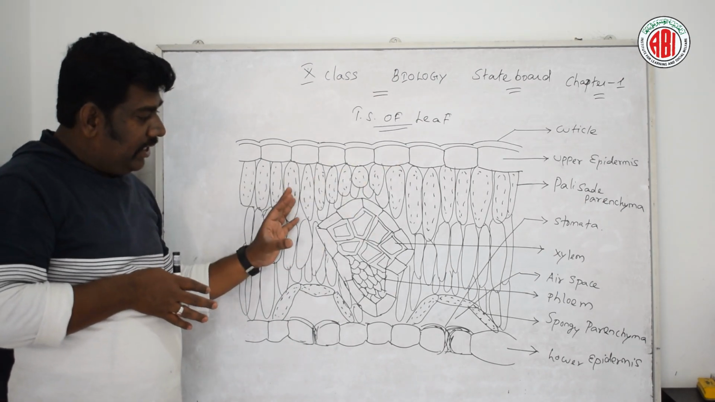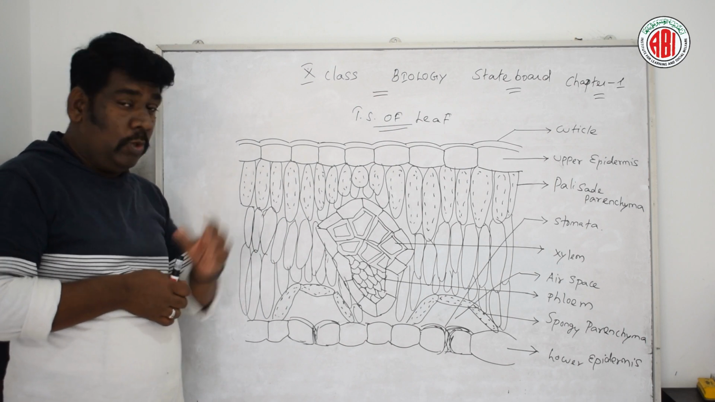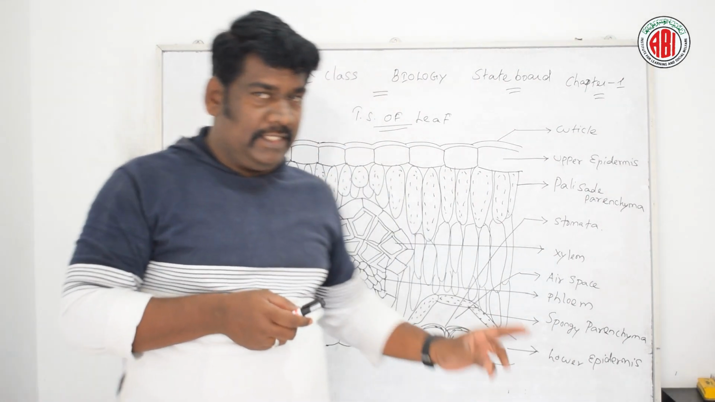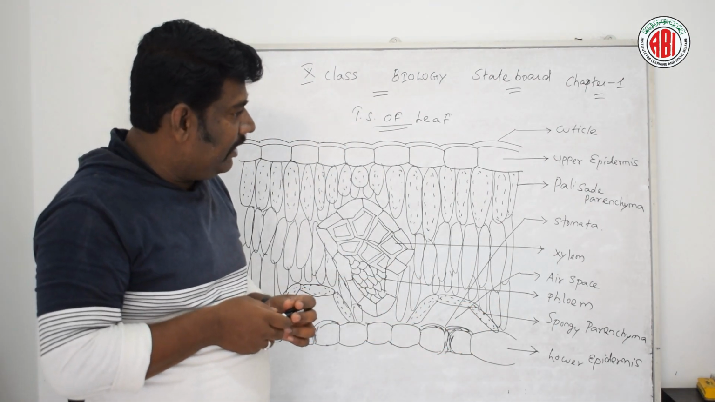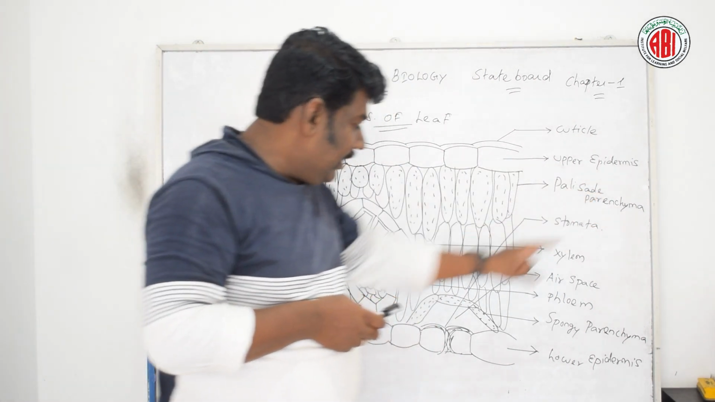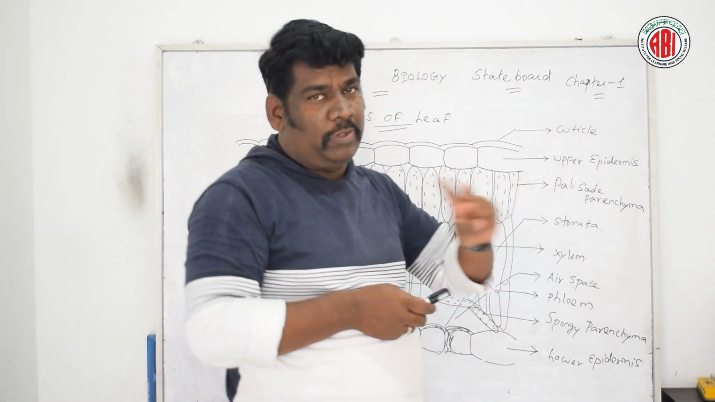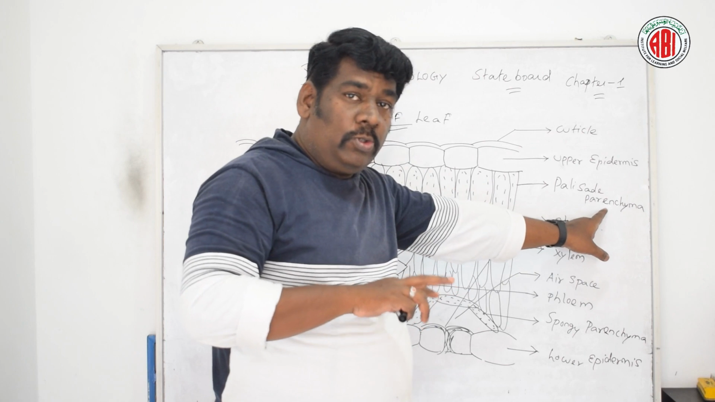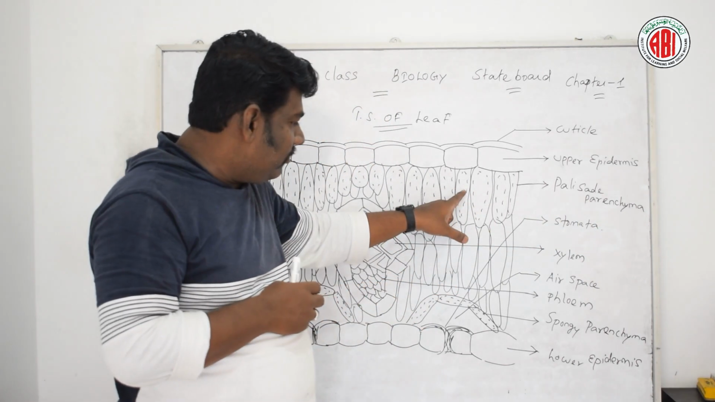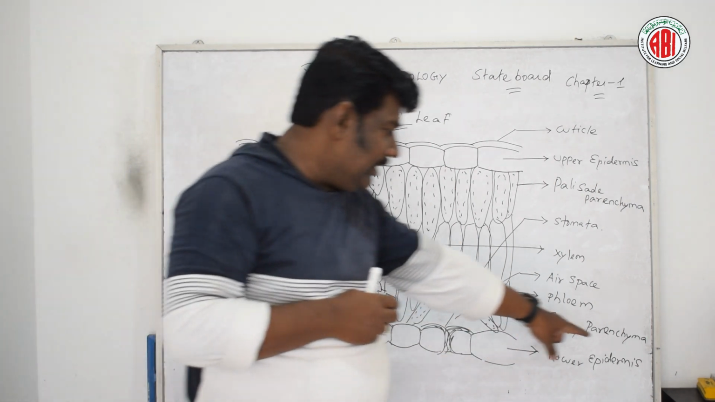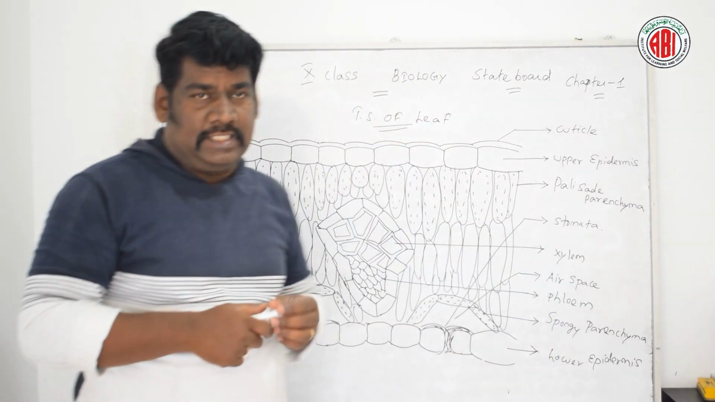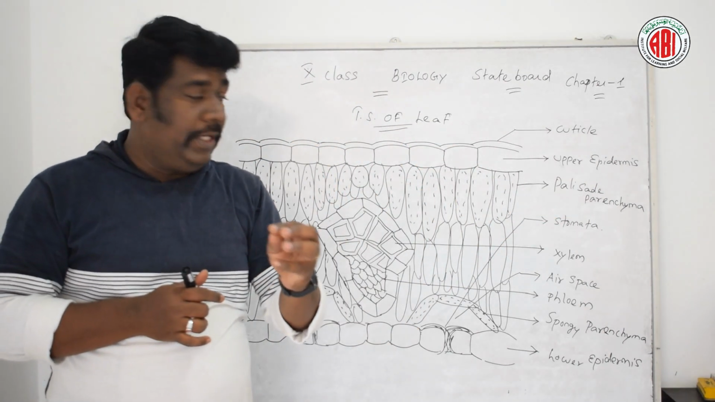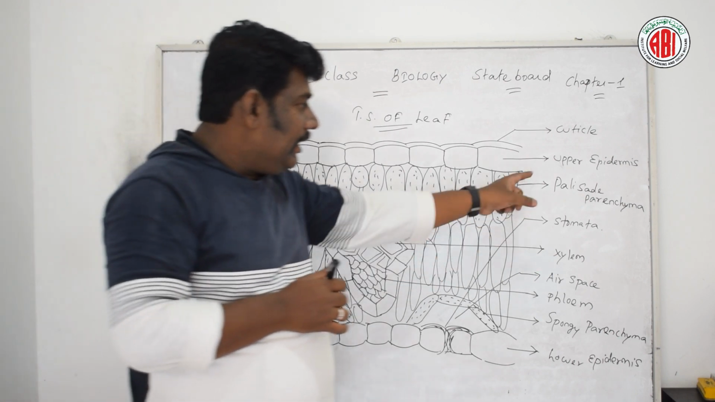In this TS of leaf, the most important labelings are what you see. How to remember the labelings? I will tell you a few techniques. There are some words which are repeated here. Please look at this diagram very carefully. One is upper epidermis, the other one is lower epidermis, so epidermis is repeated twice. Similarly, parenchyma cells are also repeated twice: palisade parenchyma and spongy parenchyma. Both are parenchyma, but both are different structures.